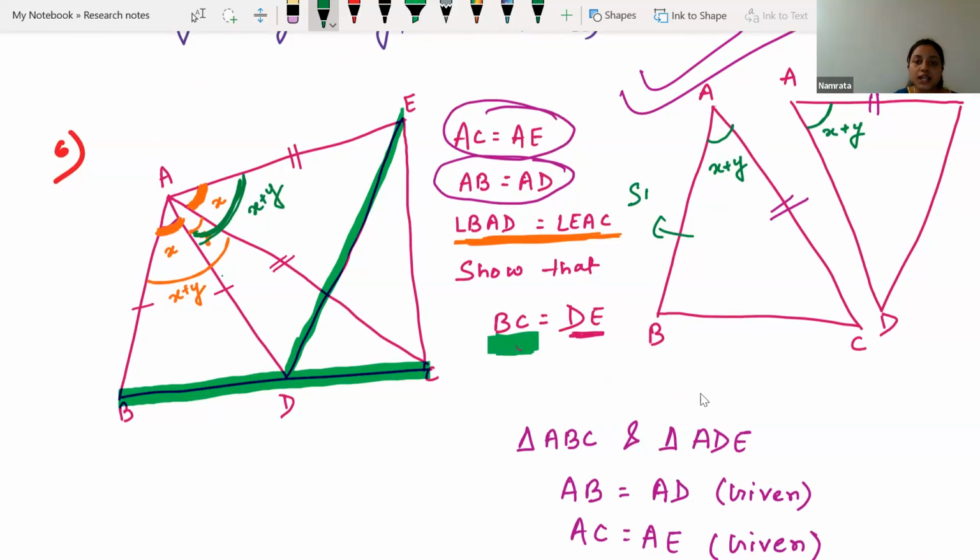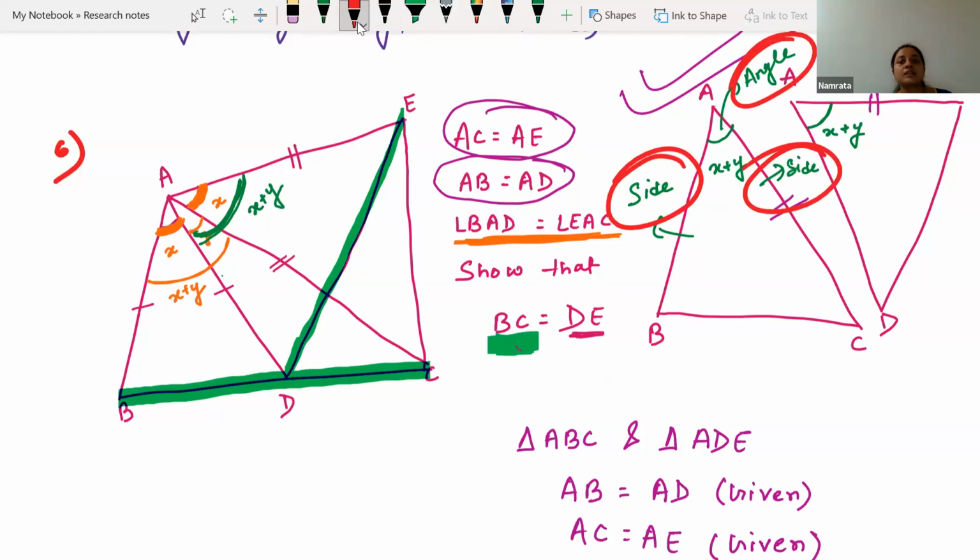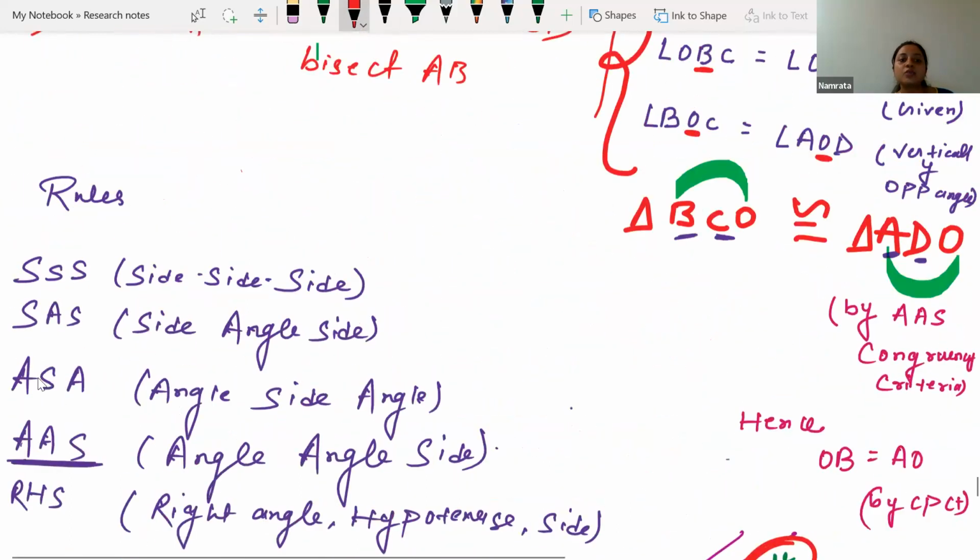I have used this side AB. I have used this angle. And I have also used this side. Can you see the sequence? Which sequence is it following? Side angle side. Side angle side. Is there any rule which says side angle side? Yes, there is a rule.